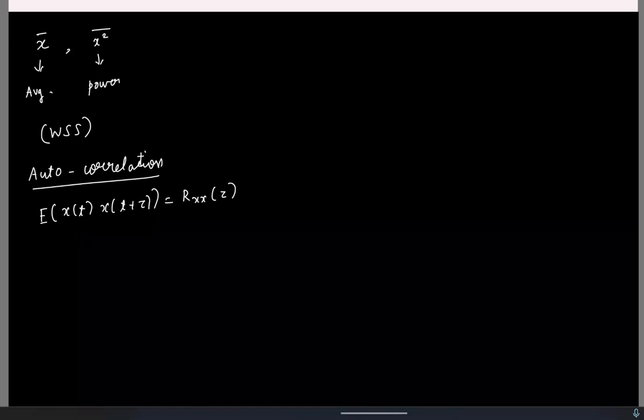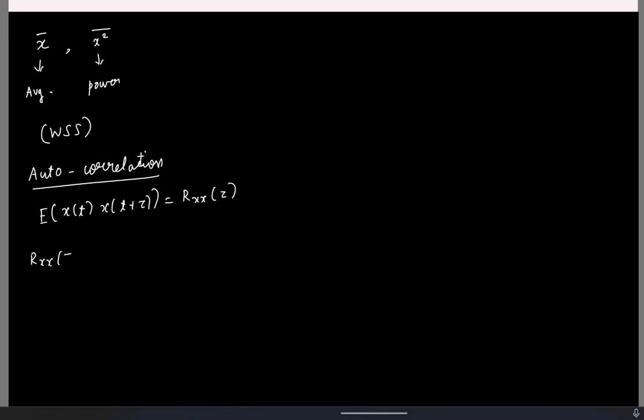In other words, if my autocorrelation Rxx of some tau naught is really large, and I know the signal value at some time instant t1, I can say with good confidence that the signal value at t1 plus tau naught will also be similar to this. Because it's a random signal, I cannot exactly say what each point will be. But with autocorrelation, with a good probability, I should be able to say what the signal value at each time instant will be.